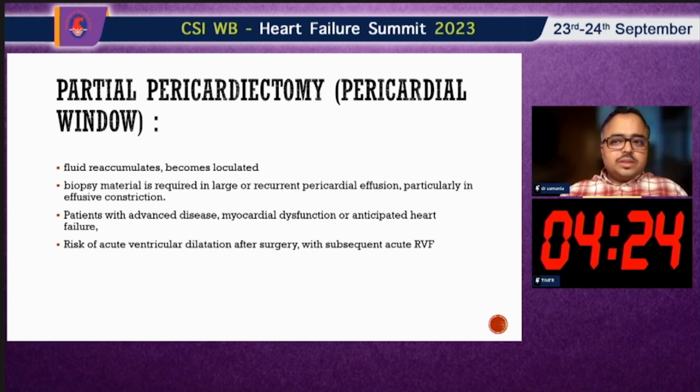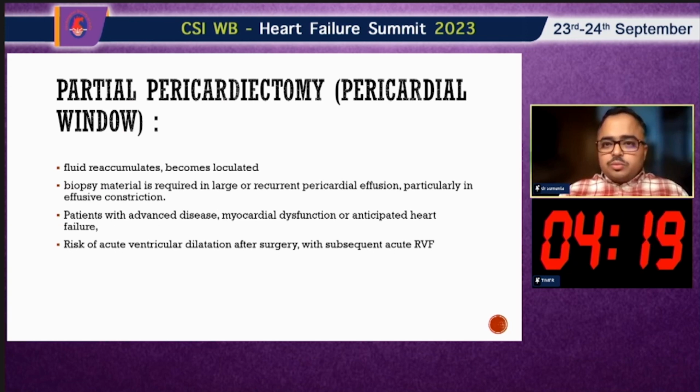So this we should remove. Then partial pericardiectomy, or pericardial window, is one thing we do, especially in recurrent pericarditis. When recurrent pericarditis is there, we usually do this partial pericardiectomy. Fluid reaccumulates, and there is a risk of acute ventricular dilatation after surgery with subsequent RV failure. Acute RV failure is a known complication of this procedure.